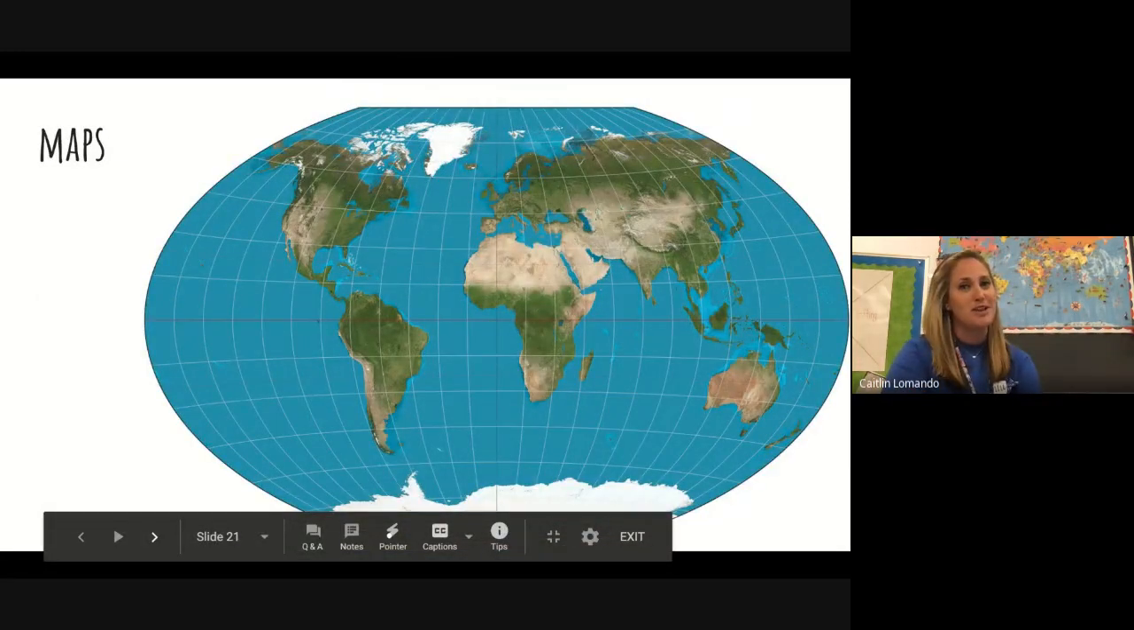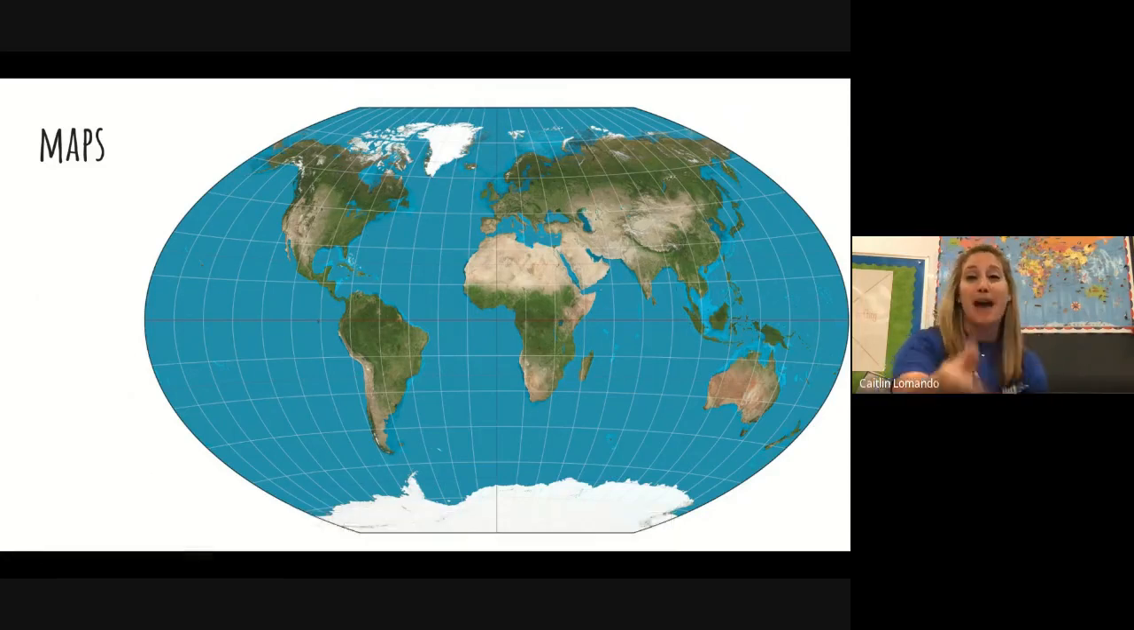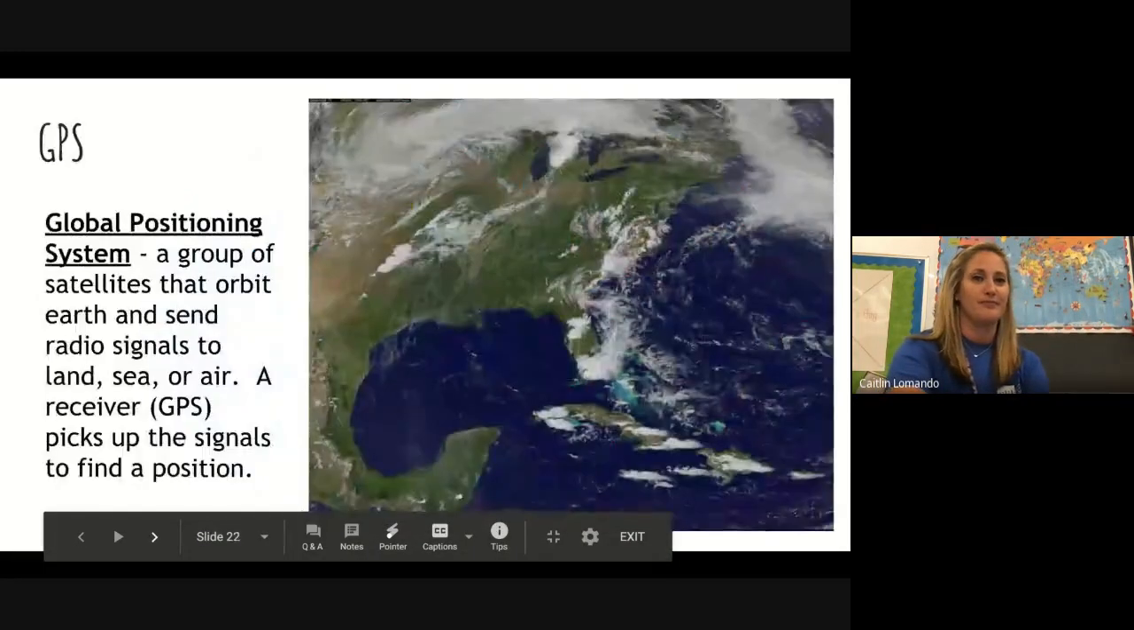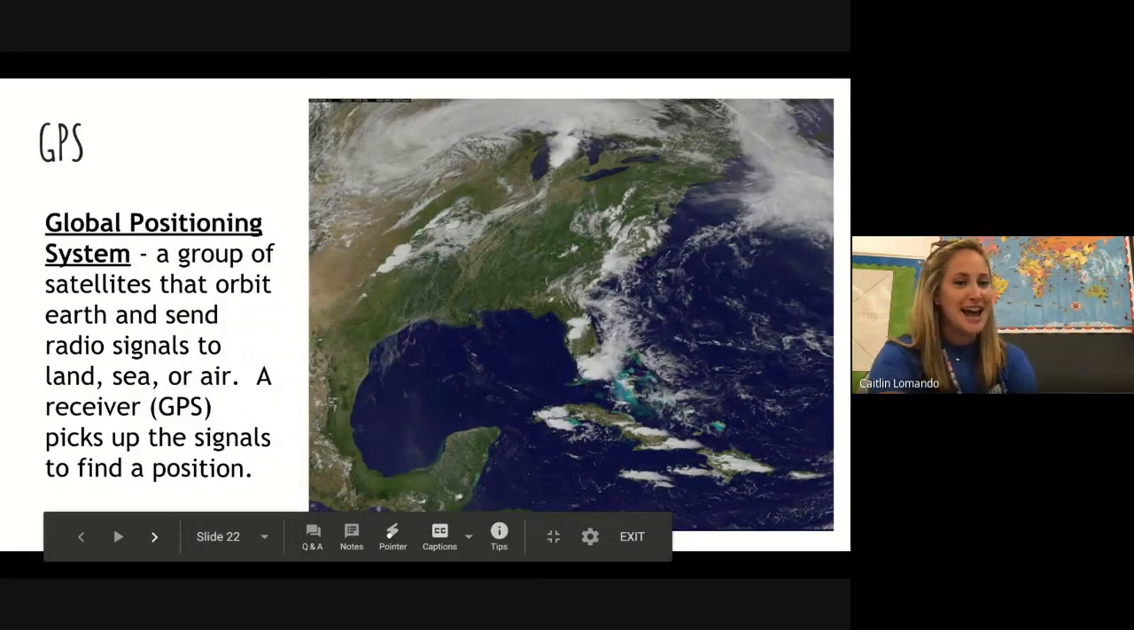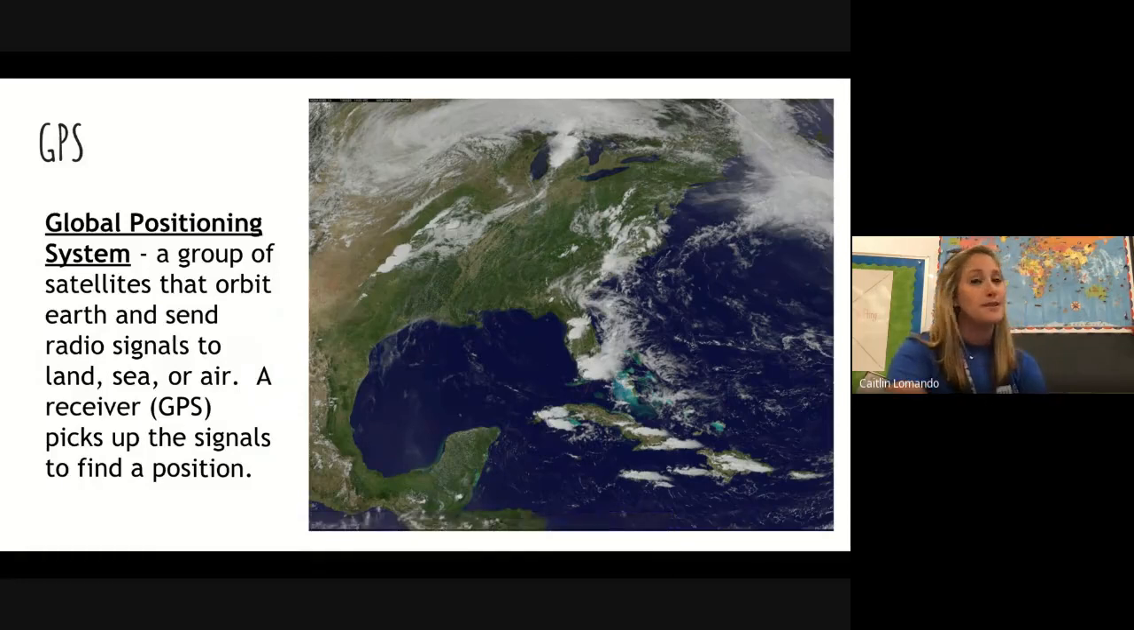Another tool we might use are maps. The map right here is a map of the world. The map behind me is a map of the world too. But maps can be of very large places like the world or can be of very small places. Maybe you thought of GPS. GPS stands for Global Positioning System. It's actually a group of satellites that orbit the Earth and send radio signals to land, sea, or air. A receiver, which is the GPS, picks up the signals and tells us its position.